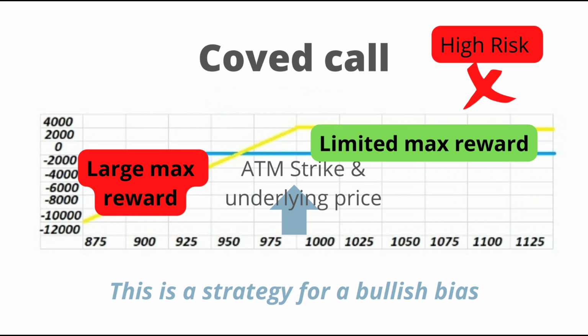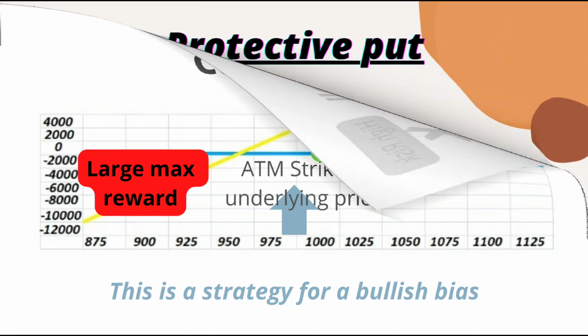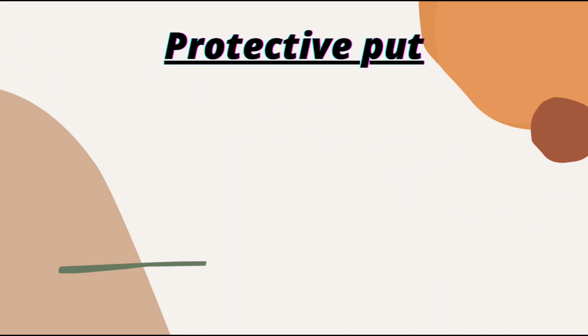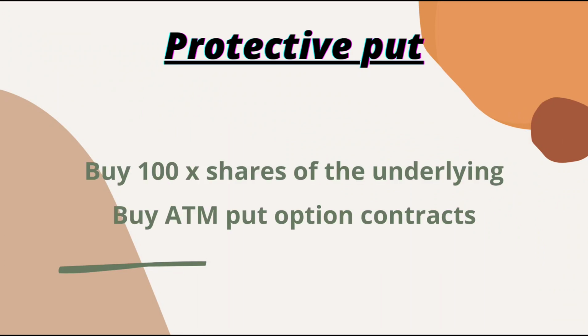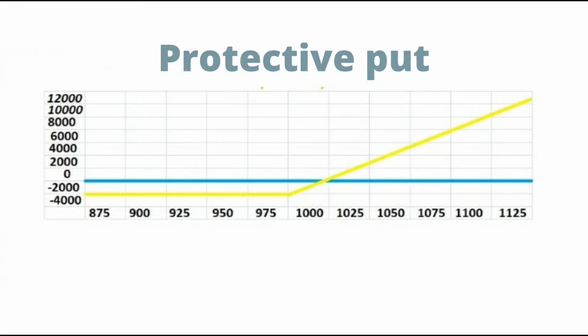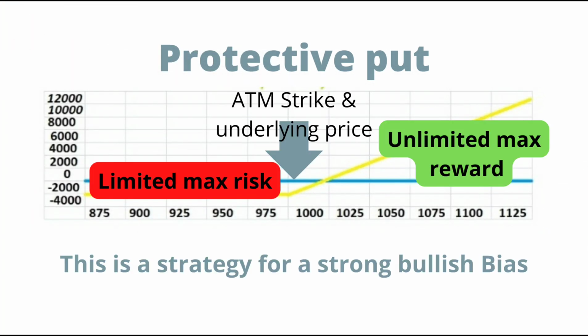The last of the basic strategies we are going to study is called protective put, and it consists of buying 100x shares of the underlying and buying X number of at the money put option contracts. In terms of payoff, this is exactly the same as the long call strategy, but it is a different way of building it without using call options. Instead, a combination of the underlying stock and a put option contract is used to create the same payoff that a call option will generate. The ideal market scenario here is bullish.